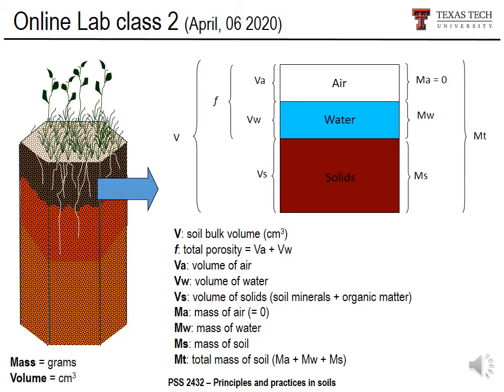Okay, and now look to the right side. We have MA, the mass of air, which can be considered 0. And MW is the mass of water, and MS is the mass of soil. And MT is the total mass of soil, MA plus MW plus MS. Okay? This is the soil water air relationship.